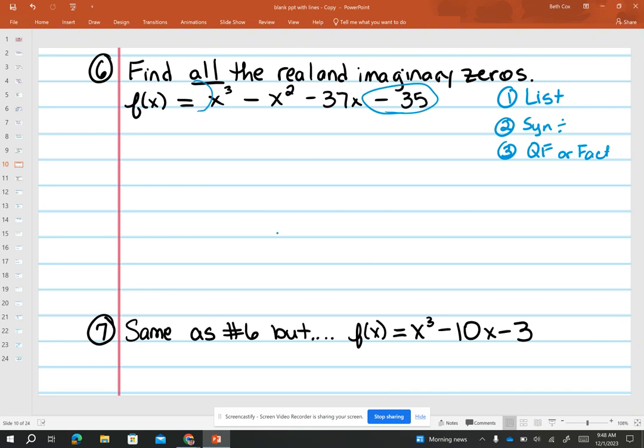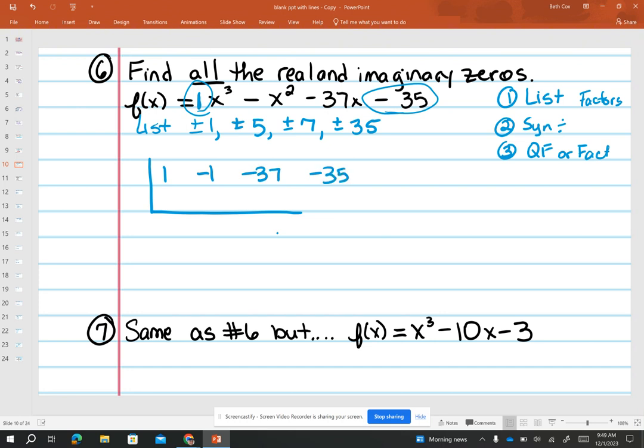The last number and the first number. So here's my list. I'm going to list the factors of 35. Positive and negative 1, positive and negative 5, positive and negative 7, and positive and negative 35. Now technically that is divided by the factors of 1, which would just leave these. So then I'm going to start doing synthetic division with the guesses. So I have 1, negative 1, negative 37, negative 35, and I'm going to guess positive 1.